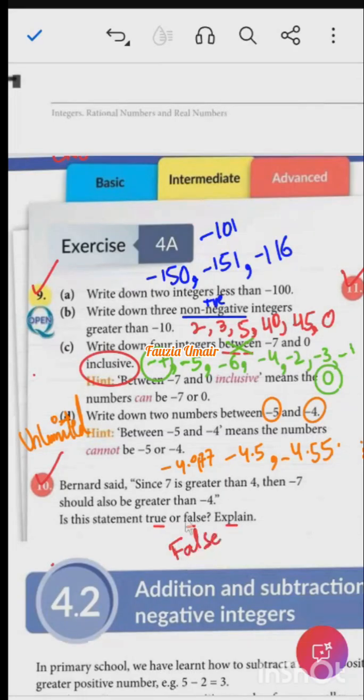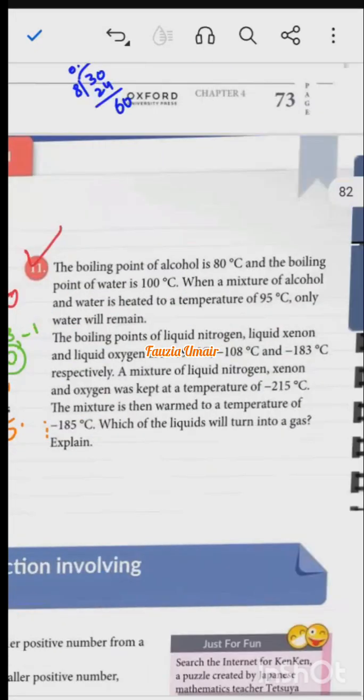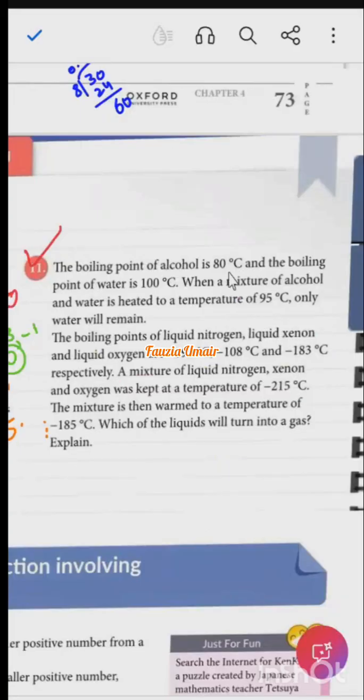So the last one is also a question related to science. They are giving you one scenario and they are saying the boiling point of alcohol is 80 degrees Celsius and the boiling point of water is 100 degrees Celsius. When a mixture of alcohol and water is heated to a temperature of 95 degrees Celsius, only water will remain. Achha, I'm stopping here. So why only water will remain? Where will the alcohol go? Ma'am, evaporate. That's right, it will evaporate because the boiling point is 80 and now the temperature is 95. वो तो 80 पर ही evaporate होना शुरू हो जाएगा, right?